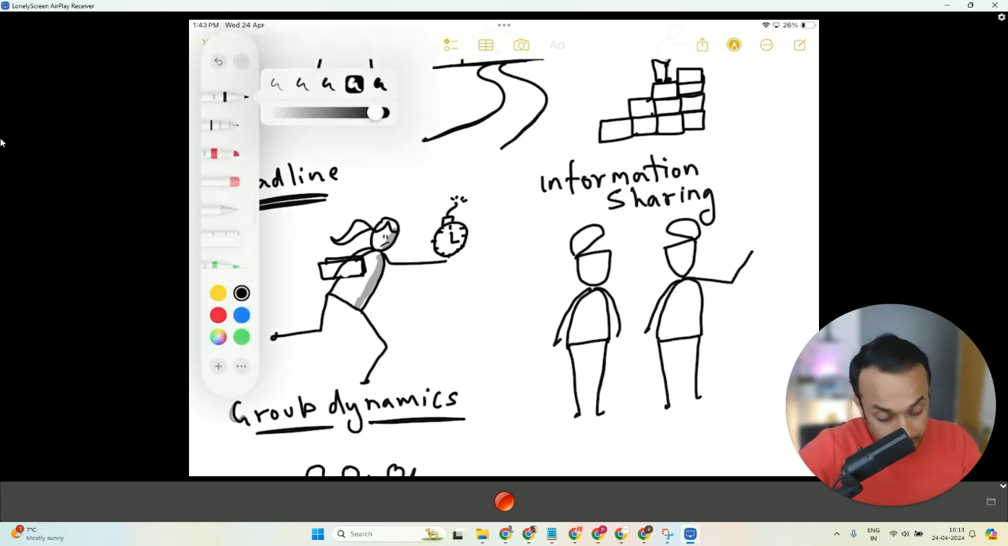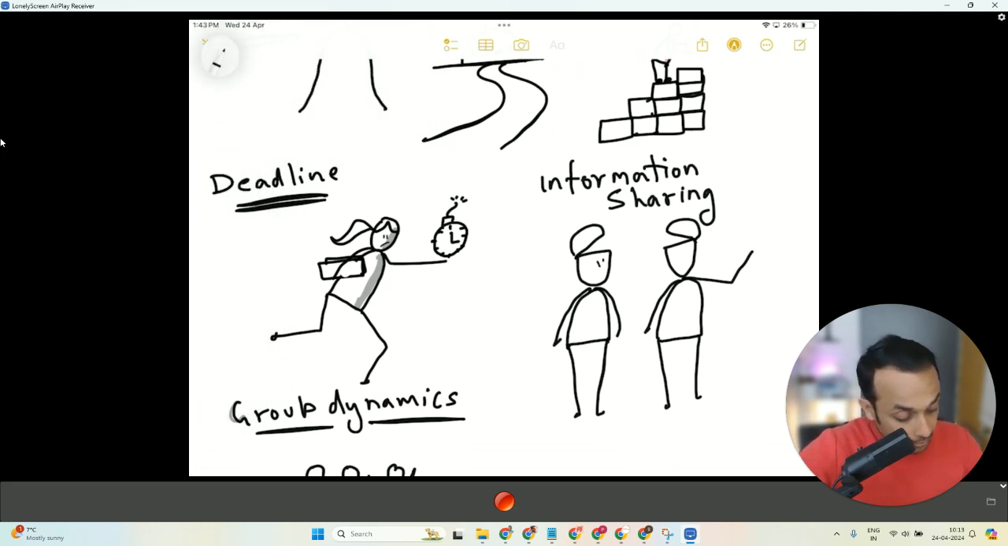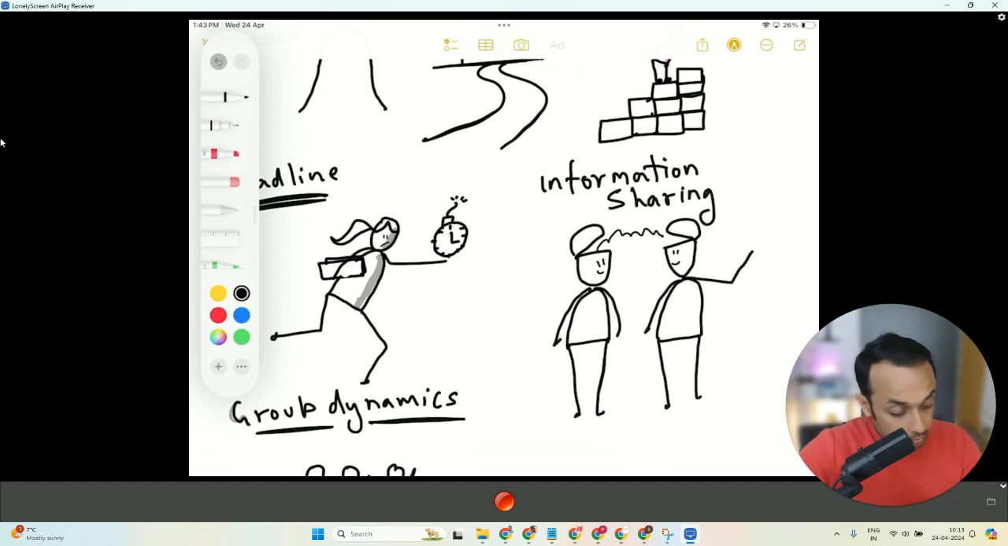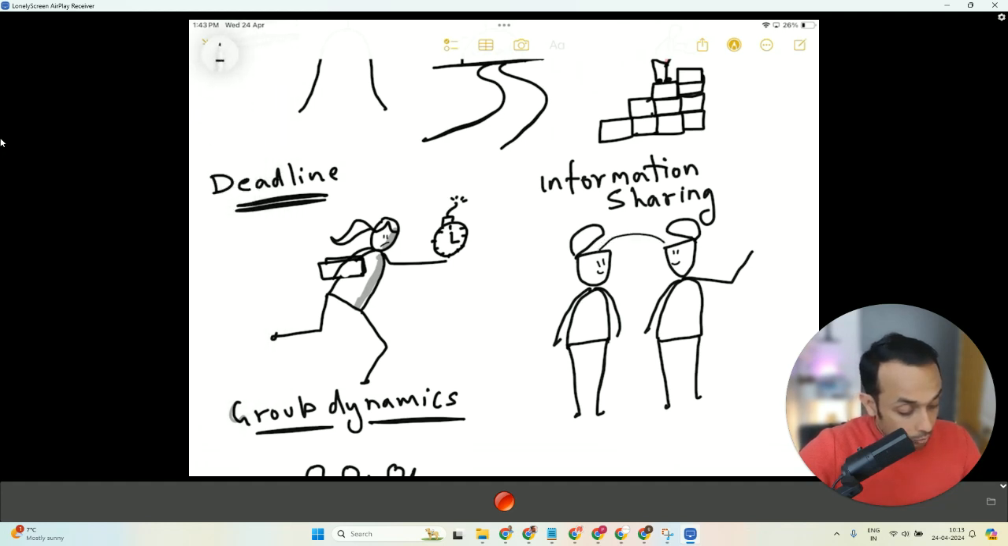I'm reducing the nib size, keeping the opacity as full, and now information might be going from his brain to the other brain. And that's how you can show information sharing. In corporate world, this is also called KT, which is knowledge transfer, right? Let's draw a few more things.